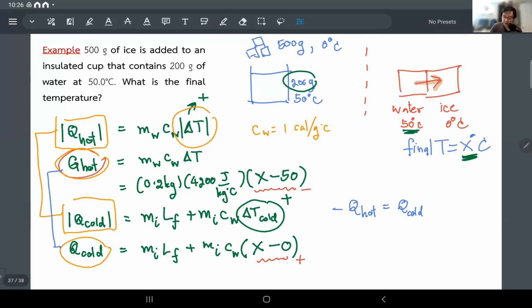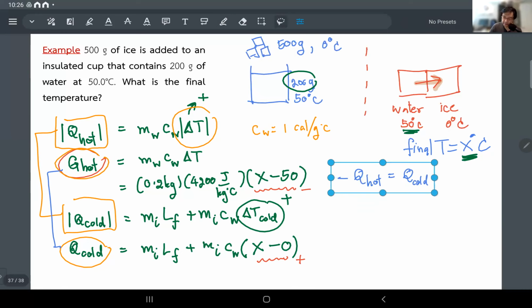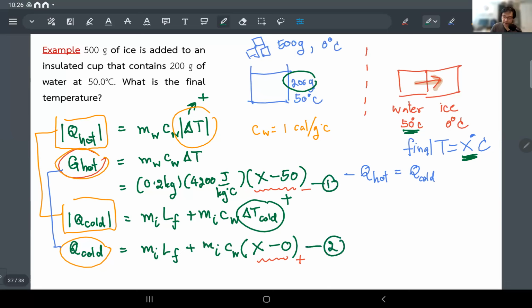So what we can do next is just solve this. Let's move this one out. You just equate these two equations, and then I think you're done. Let me call this equation number 1, and you can call this equation number 2. Then you just say minus of equation 1 equals equation 2, or you can say absolute of equation 1 equals absolute of equation 2. And then you're done. Once you solve for x, that is your final temperature.